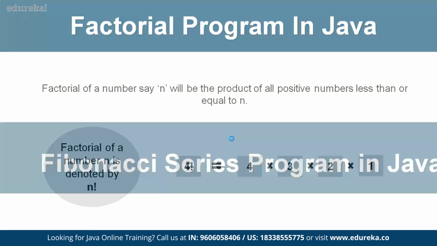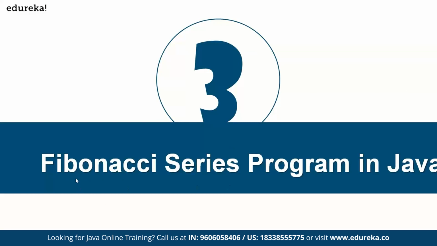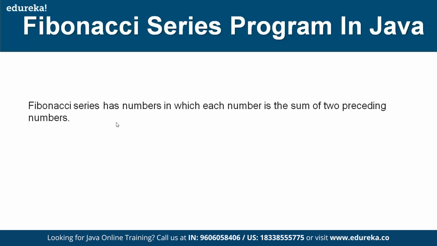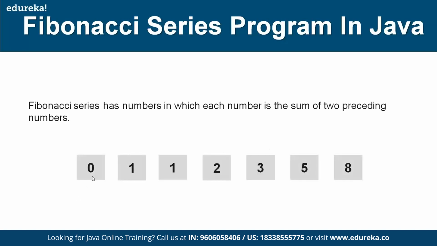So the next program is about Fibonacci. What do you mean by Fibonacci series? Fibonacci series has numbers in which each number is the sum of 2 preceding numbers. But only the issue is with the starting number. So 0, 1, 1, 2, 3, 5, 8. What is the next number? So the next number is 13. 8 plus 5, 13. So 0, 1, 1, 2, 3, 5, 8.